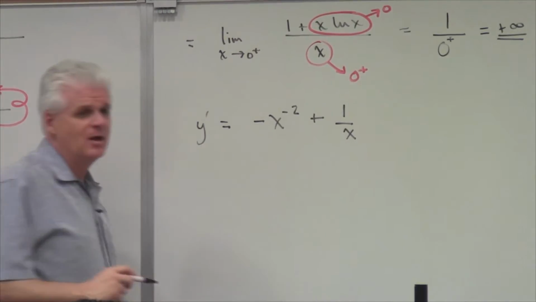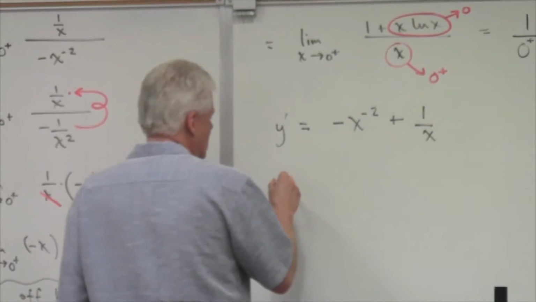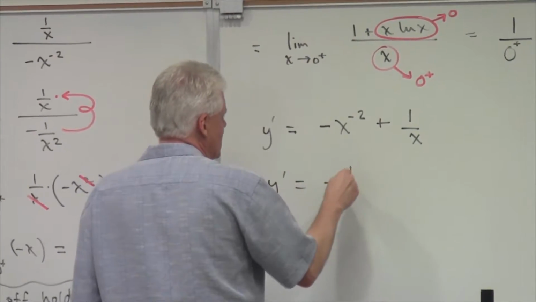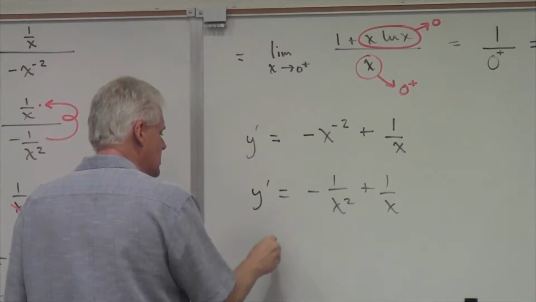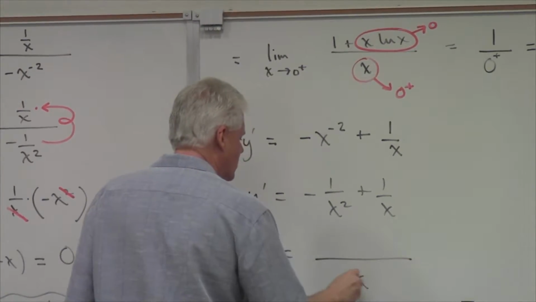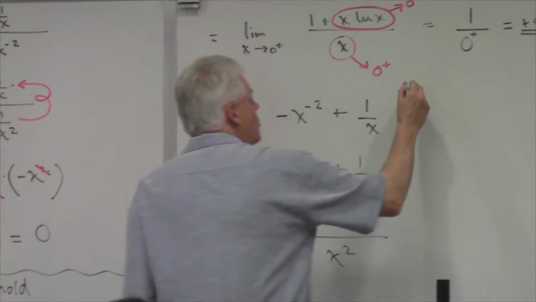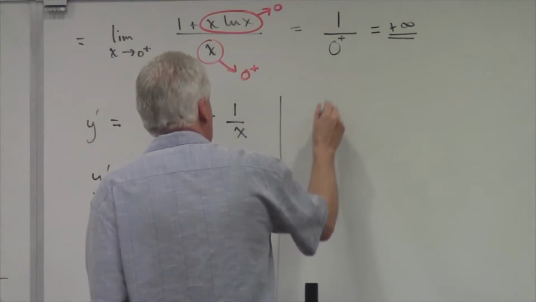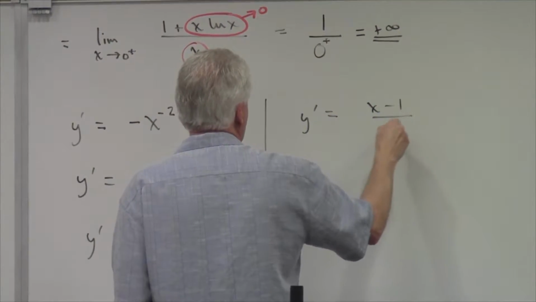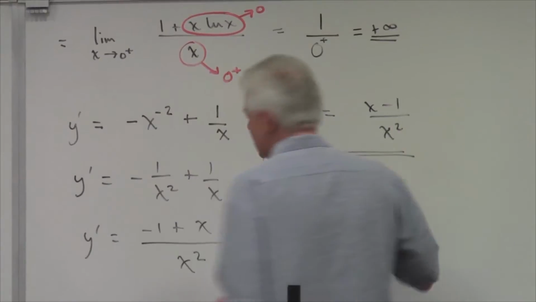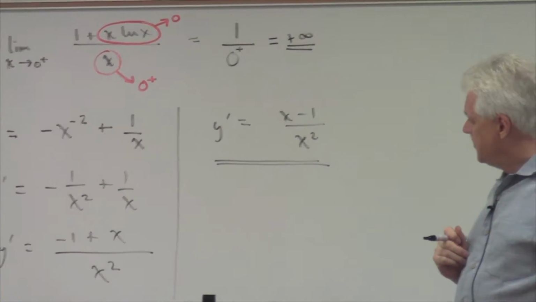So there's our derivative. Might be useful to write it as a fraction for the purposes of seeing where it's 0. So I could write this as negative 1 over x squared plus 1 over x. LCD would get me x squared on the bottom, negative 1 plus x on top, or y prime is x minus 1 over x squared. That's probably the prettiest form we could write it in. There's our first derivative. Okay?